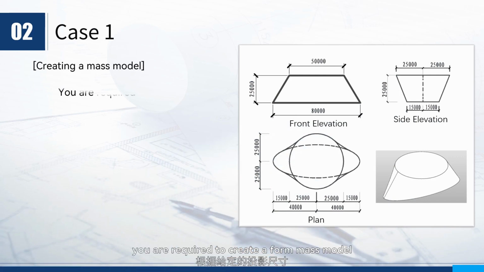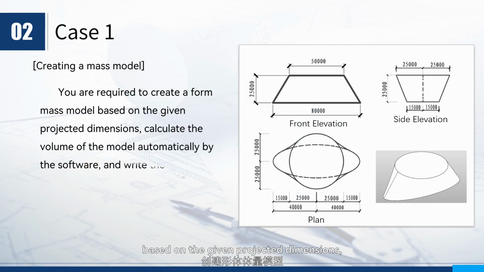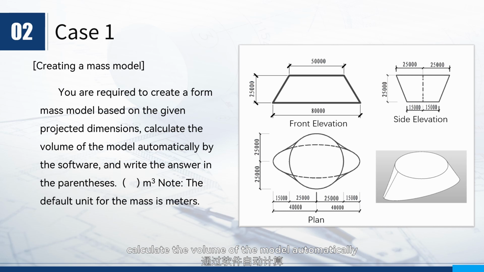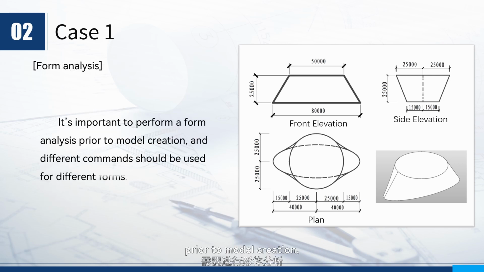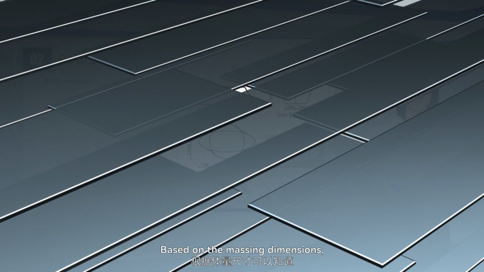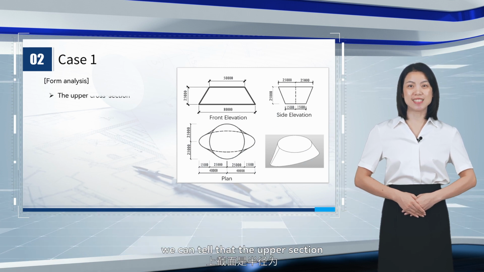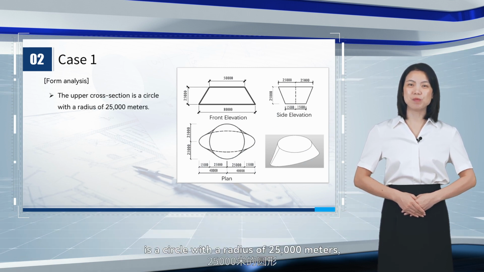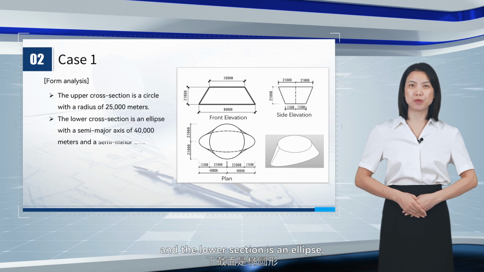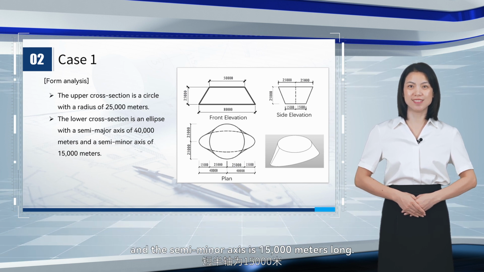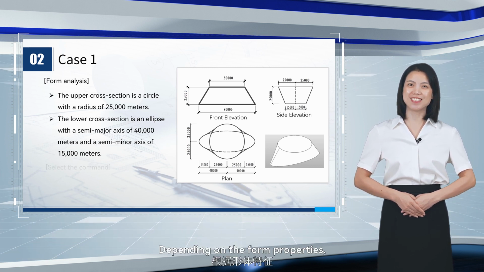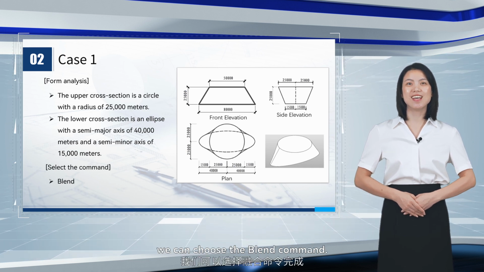In this task, you are required to create a form mass model based on the given projected dimensions, calculate the volume of the model automatically by the software, and write the answer in the parentheses. It's important to perform a form analysis prior to model creation, and different commands should be used for different forms. Based on the massing dimensions, we can tell that the upper section is a circle with a radius of 25,000 meters, and the lower section is an ellipse, where the semi-major axis is 40,000 meters long and the semi-minor axis is 15,000 meters long. Depending on the form properties, we can choose the blend command.